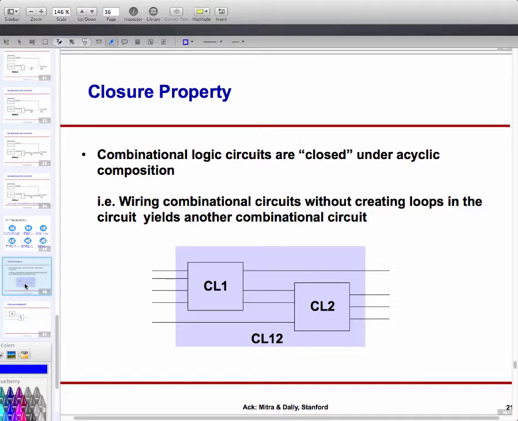So, for example, what you see out here, see how I have taken the outputs of CL1 and fed them into CL2, and the overall assembly, if you want to call it CL12, then this closure property says that CL12 is also combinational as long as the wiring does not have any loops. And if you see out here, there is no loop in the wiring. I can never start from a wire and traverse this circuit and come back to the same place. So no loops means any assembly of combinational logic remains combinational.